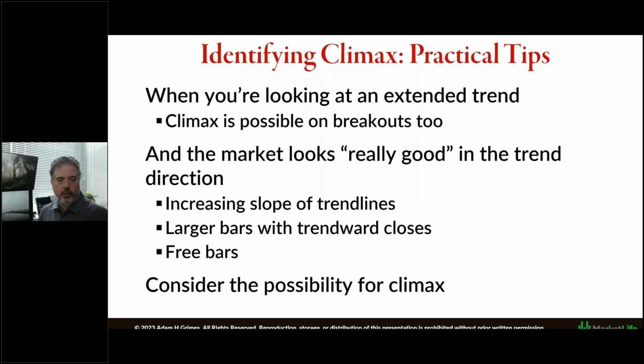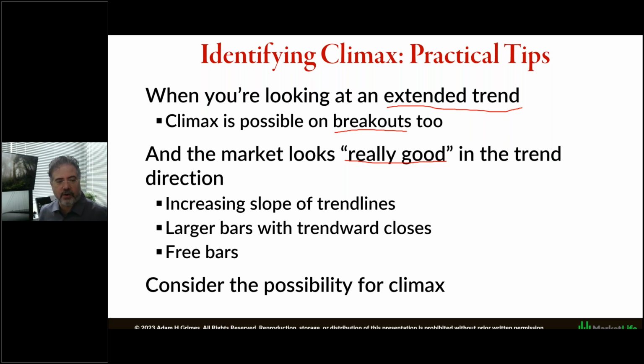So when you're looking at an extended trend, do remember it's possible in breakouts, but I think you need to be most suspicious of Climax after an extended trend, and you can just build that into your thought process. If you're looking at a trend that's been going on for a while, and all of a sudden you look at it and you say, hey, that looks really good, that should turn that switch in your head and say, oh, let me check, let me consider at least the possibility of a Climax.